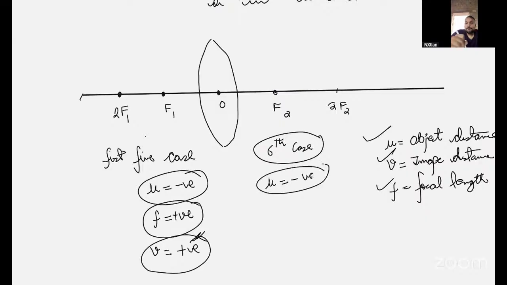Now, which focal length did we use in making the sixth case? Do you have the diagram of the sixth case, Abraham? Do you have any diagram of the sixth case of a convex lens? Can you quickly check it?